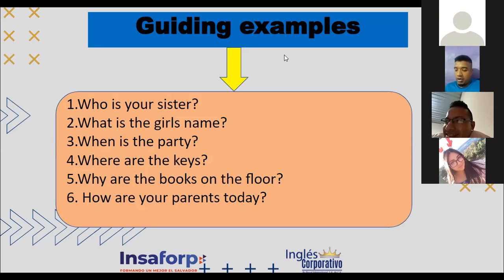How do I get to your house? Okay, but how do you... how do I? How do I get? How do I? ¿Cómo llego yo? How do I get to your house? To your house. Okay, how do I get to your house? ¿Cómo llego a tu casa?